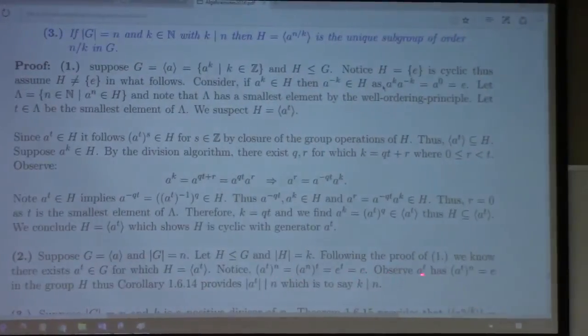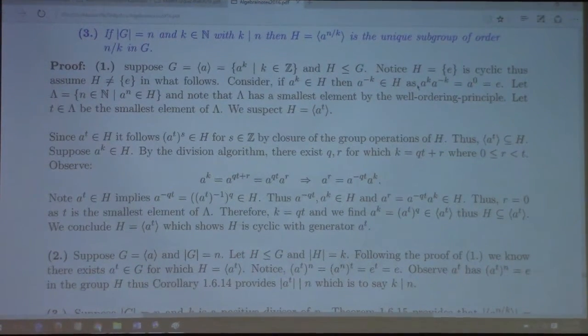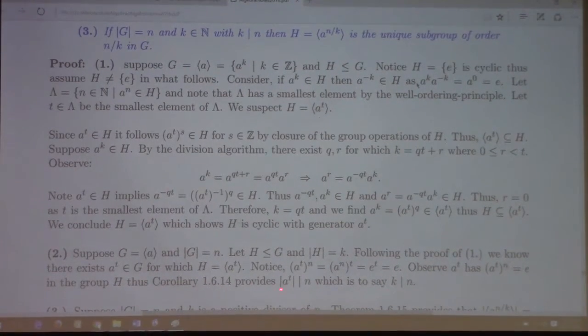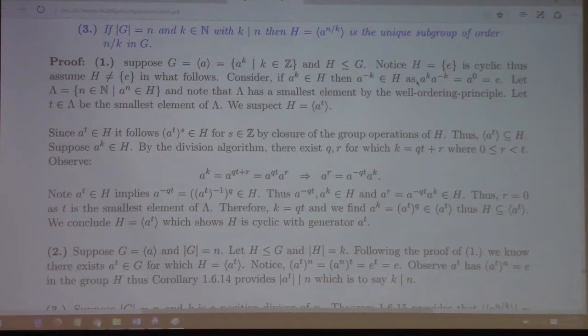that implies then that, oh, wait a minute. Oh, it's not that. Oh, yes, it is that. I'm sorry. Here it is. So a to the power t has a to the t to the n equal to e. By corollary 1.6.14, that says that the order of a to the t divides n, which is to say that k divides n.